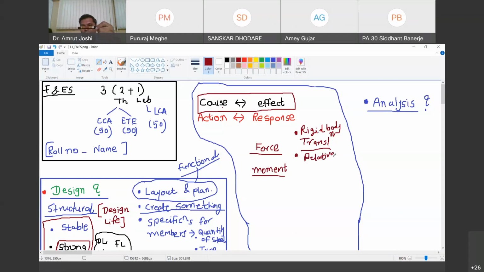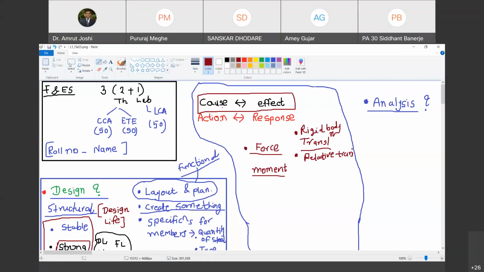So what are the effects of forces? There are two effects. One is rigid body translation and another one is relative translation. Do you agree with me? Yes, sir. Okay. So this is the cause and effect pair. The first one, action is force, effect is rigid body translation or relative translation. कौन से direction में? Of course, force के direction. Are you with me? Yes, sir. We are.